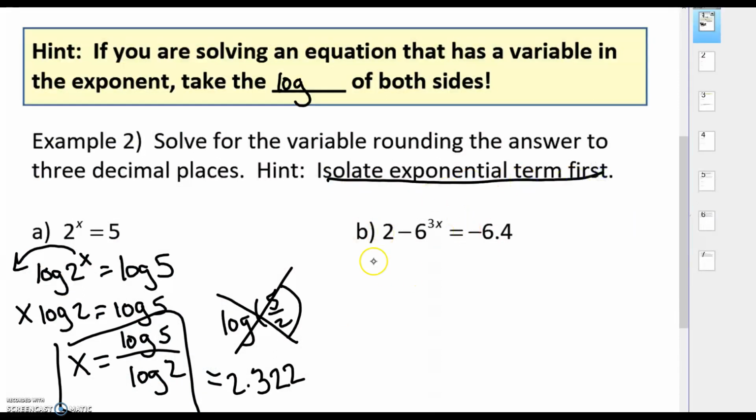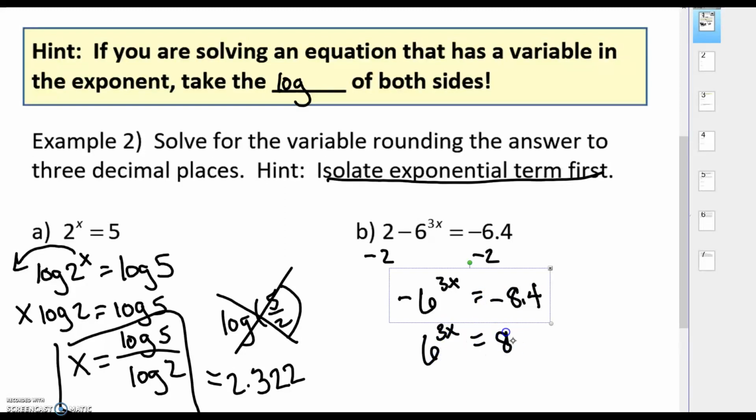So in this problem here, I have to start off by subtracting the 2. Subtract the 2 from both sides. So I get negative 6 to the 3x equals negative 8.4, and I'm going to go ahead and divide by a negative 1 as well. So 6 to the 3x equals 8.4.